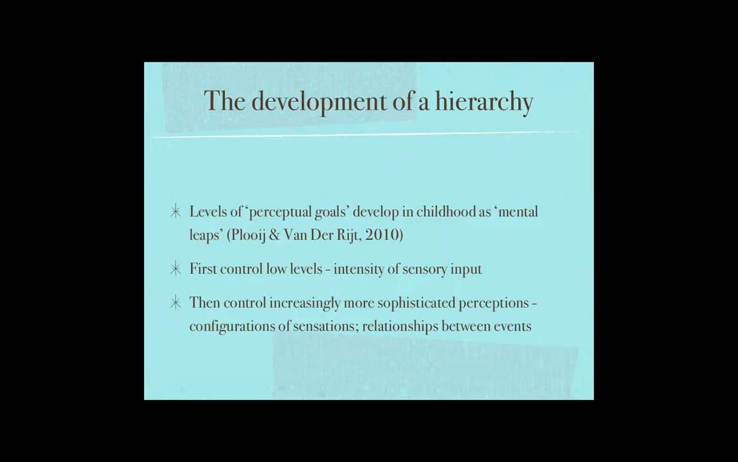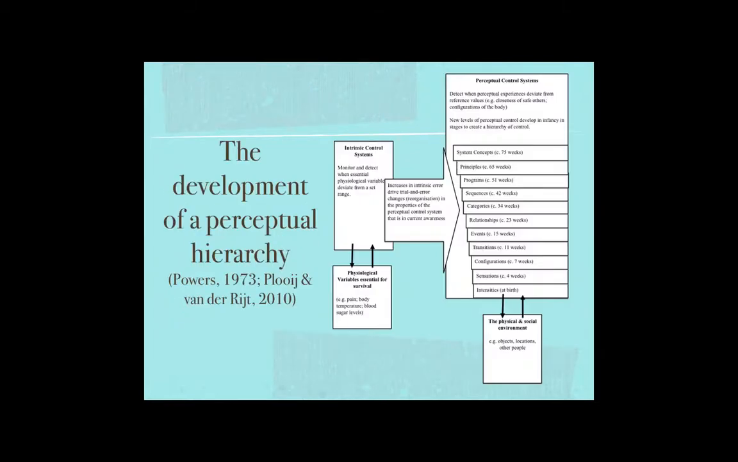The very lowest level in the hierarchy is the basic intensity of sensory input, but then beyond that the control becomes increasingly more sophisticated as we go up levels. We form patterns of sensations, we form relationships between events, for example. This diagram, I hope, illustrates what I've been saying up till now.